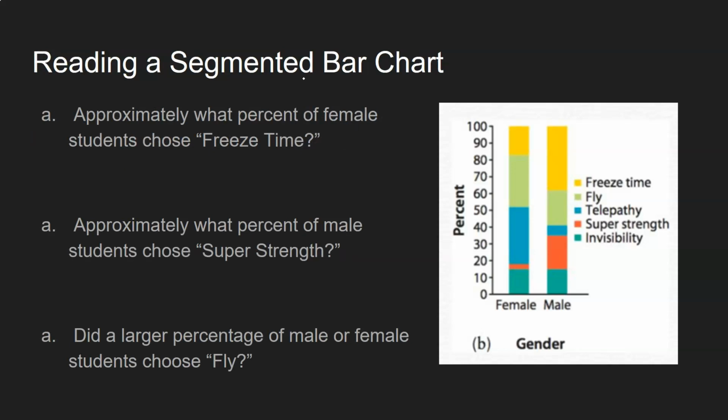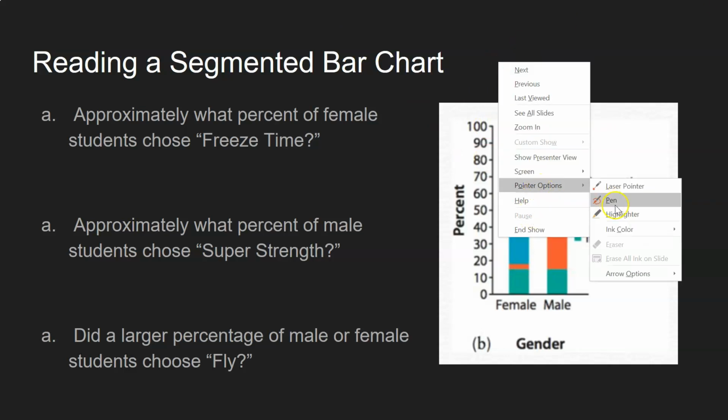Approximately what percent of female students chose freeze time? So we look at the key, and the key says that freeze time is yellow. So we look over at that right-hand side there, and we can see that. Let me change my pen color so you can see it a little bit better.